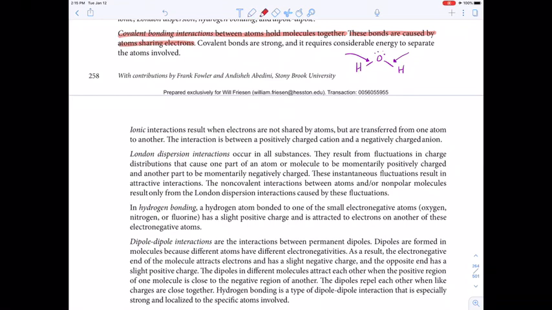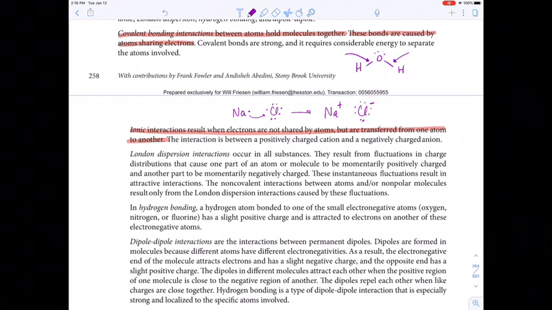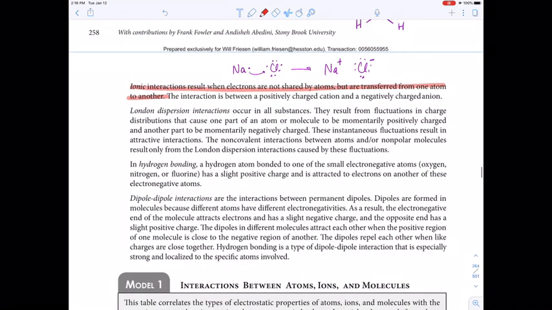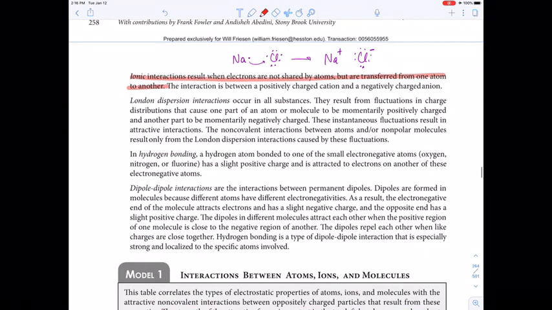Ionic interactions result when electrons are not shared by atoms, but are transferred from one atom to another. Okay, we've learned about this already before too. For instance, sodium has originally one valence electron, chlorine has 7, but this electron goes to join the chlorine, so we end up with something that looks like this, where chloride now has an octet. So this positive is attracted to this negative. That's ionic. So positives and negatives are attracted to one another. Okay, so we've learned those.